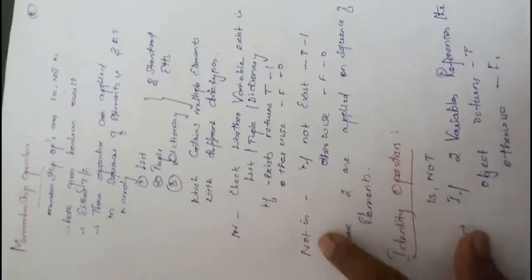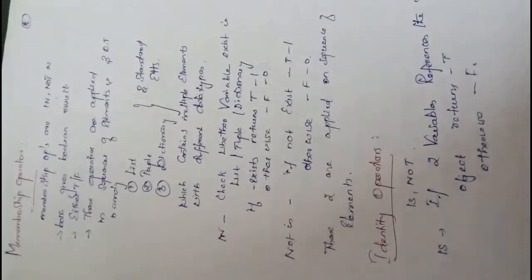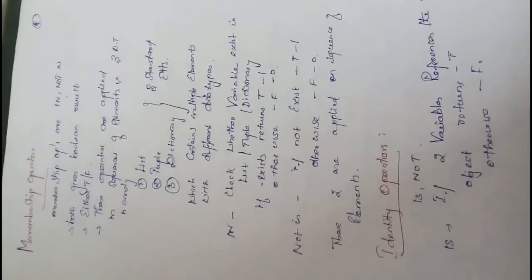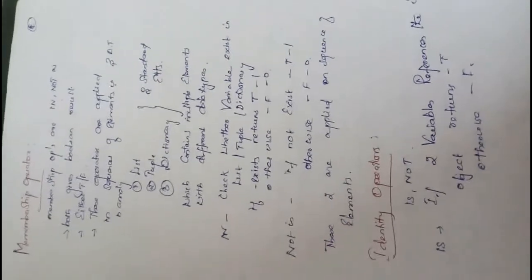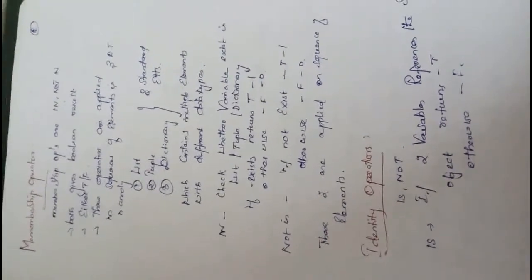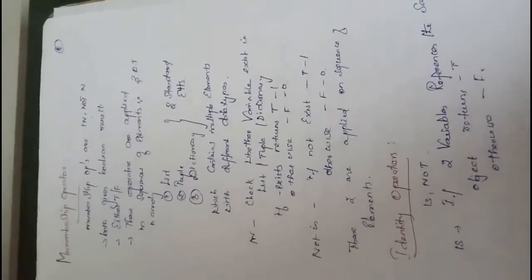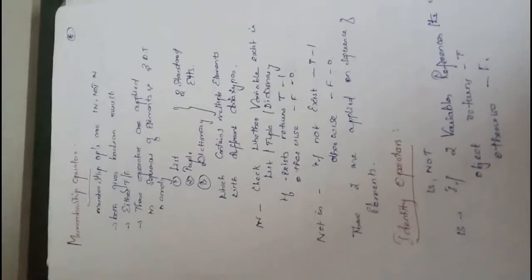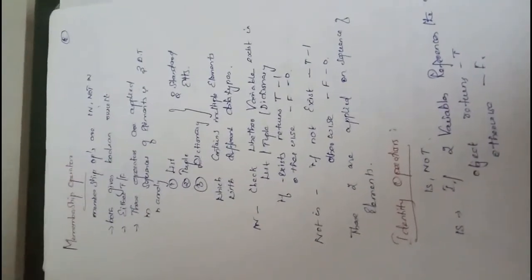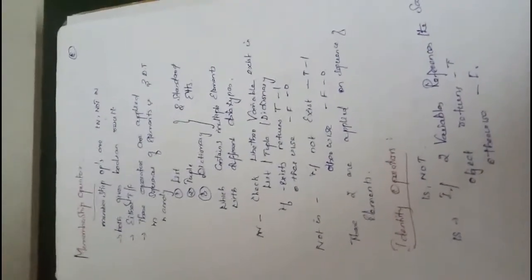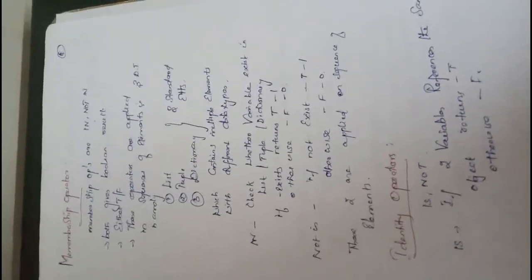Okay, so next one is not in. Not in means if the value is not present in a particular list or tuple or dictionary, then the result will be true. Otherwise the result will be false. So these 2 are applied only on sequences of elements. Again I'm telling you, list, tuple, and dictionary, these 3 are one kind of data type, mutable data types. We can see a brief explanation later.